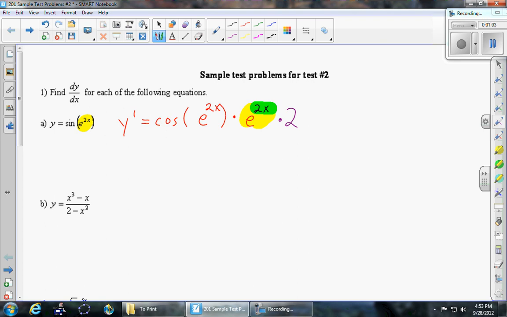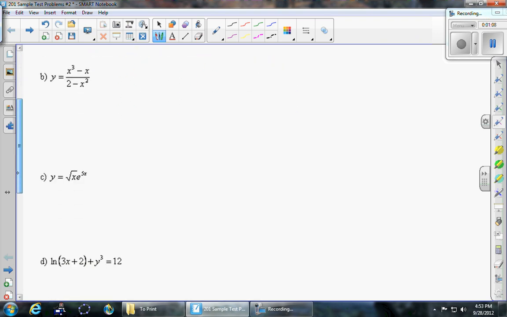Part B, y equals x cubed minus x over 2 minus x squared. This is a quotient rule. So the first thing I do when I'm doing quotient rule is I put the bottom squared so that I don't forget to do that.